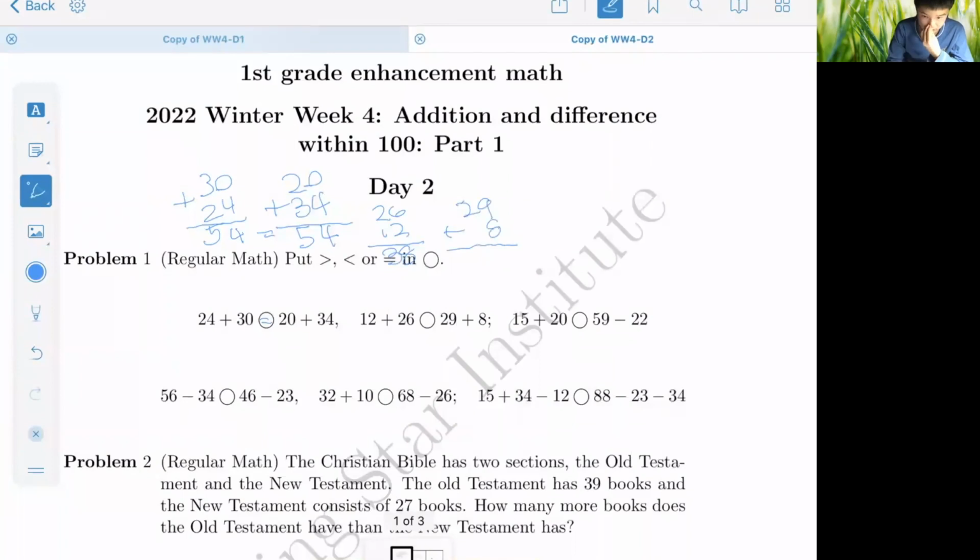9 plus 8 equals 17. 2 plus 1 moved over is 3. 38 is greater than 37.